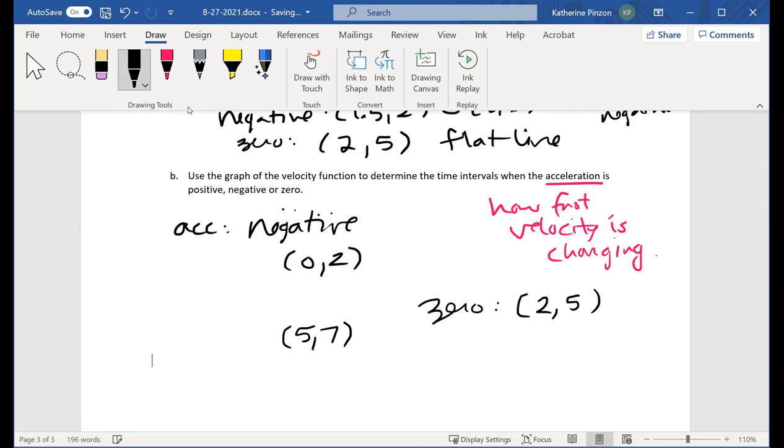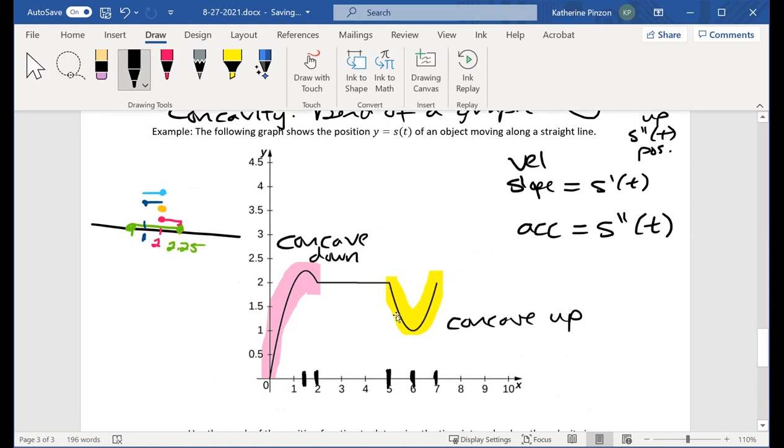Negative, because it was concave down, and positive, because it was concave up. Yes, positive here. Think about when he's going forward and the slopes are getting bigger. Here, he's slowing down on this part right here. Slowing down right here. He's speeding up right there.